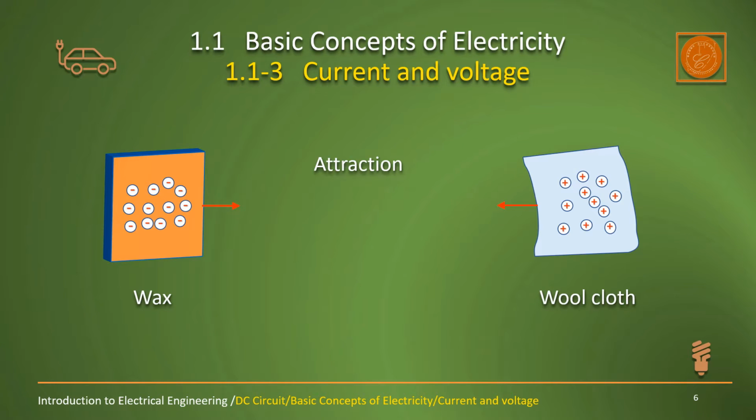If we take the example of wax and wool which have been rubbed together, which we already learned in video 1.1-1, we found that the surplus of electrons in the wax is negative charge, and the deficit of electrons in the wool is positive charge, creating an imbalance of charge between them.